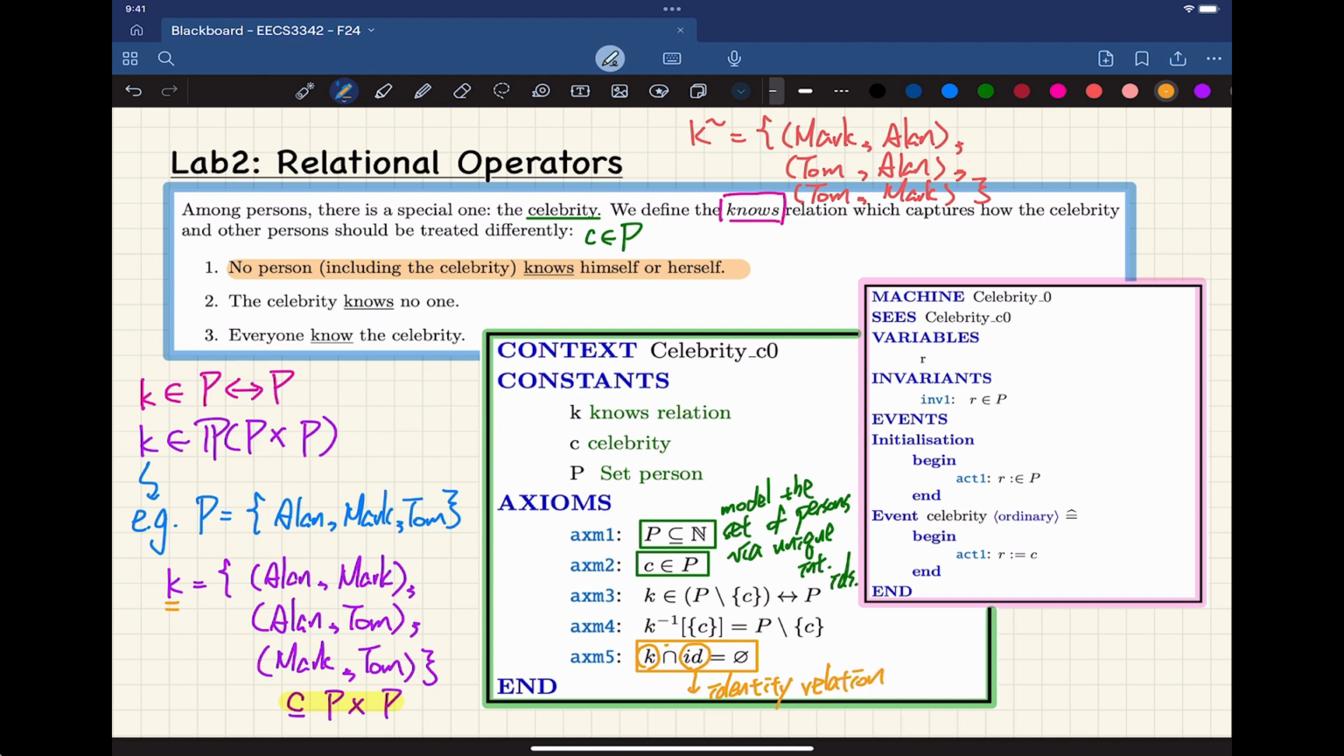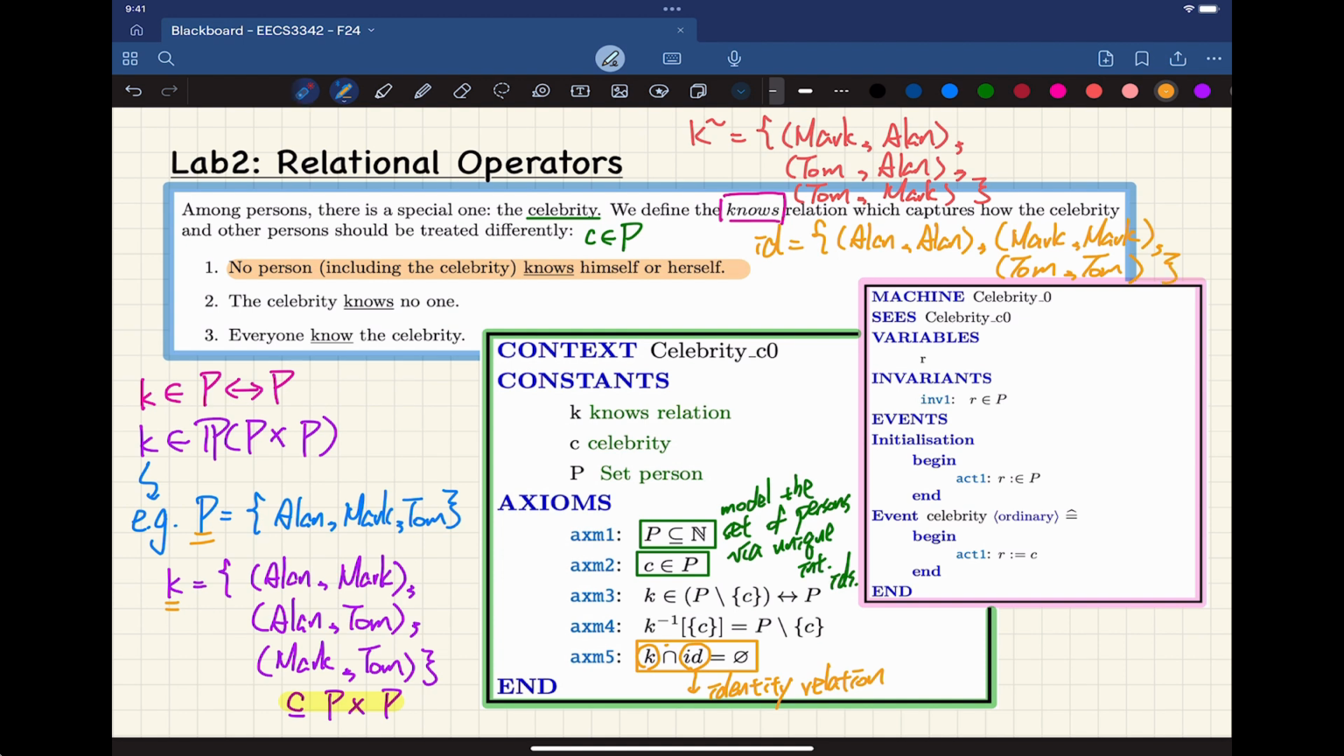And you can look at the formal definition for identity relation in the instruction. I'm not going to copy that down. Now, what will be the ID relation for our P over here? That's something you would like to see, right? So the ID relation in our case could be something like this. It would be Alan knows himself. Also, Mark knows himself. Also, Tom knows himself.